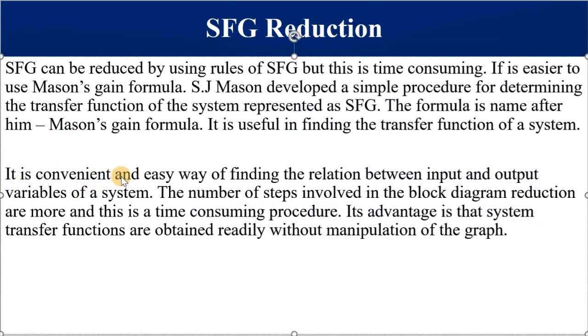Mason's gain formula is a convenient and easy way of finding the relation between input and output variables of a system. The only challenge with it is that it involves a number of steps in the block reduction method, and this is a time-consuming procedure. Take note that after implementing a rule, you must produce a diagram. So we are saying this is time consuming, but it is worth it. The advantage is that transfer functions are obtained directly without manipulation of the graph. Let us see.